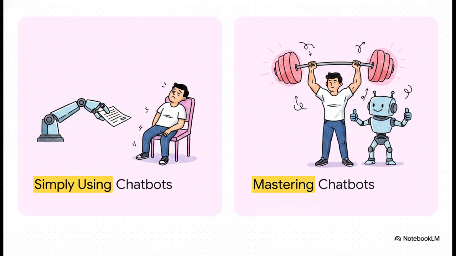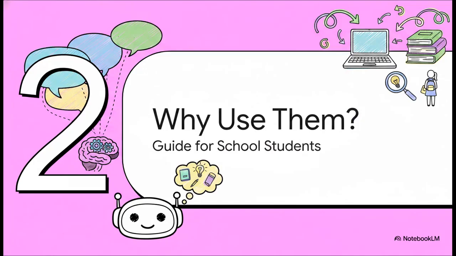Simply using it, that's copying a homework prompt, pasting it in, and just accepting the first generic answer it generates. At that point, you haven't learned anything, and you've basically become entirely dependent on the machine. But mastering, that looks completely different. Mastering is asking the bot to act as a debate opponent so you can test your knowledge on that French Revolution essay. It's asking it to break down a super complex concept into an analogy that you can actually understand. Mastering means you are using the chatbot to build your own mental muscles, not just letting it do all the heavy lifting for you.